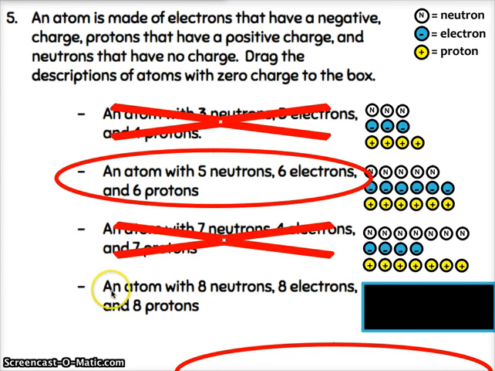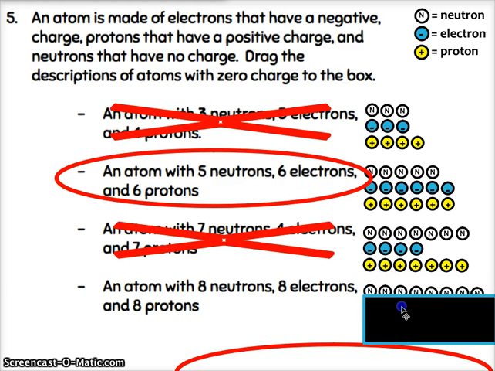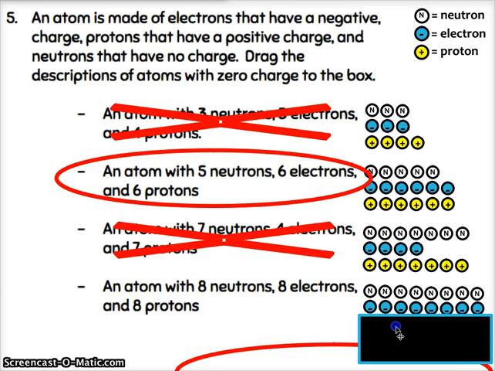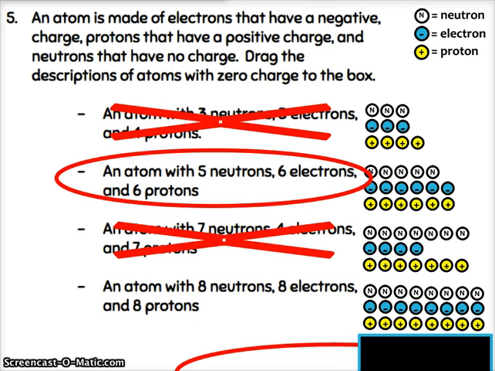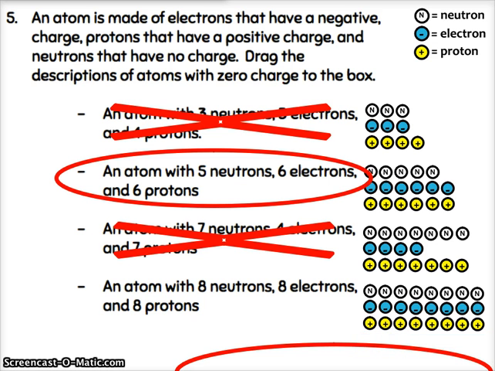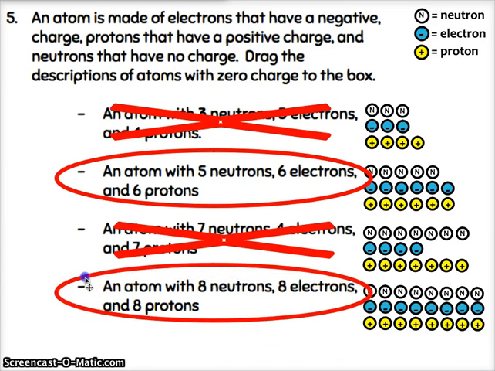The last example says an atom with 8 neutrons, 8 electrons, and 8 protons. Again, if we ignore the neutrons, since they don't affect the charge, and compare the number of electrons and the number of protons, there are 8 electrons and 8 protons. So we have an equal number of positives and negatives. That means that they will cancel out, and it will have a zero charge. So the last example, since it has the same number of protons and electrons, is an example of an atom with a zero charge.